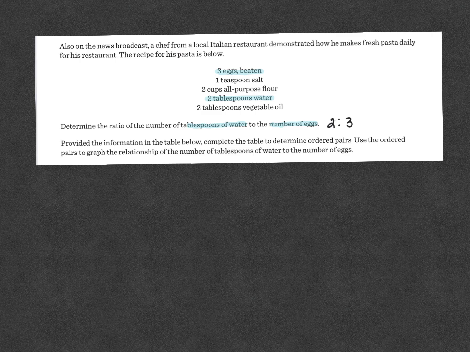And it says, provided the information in the table below, complete the table to determine ordered pairs. Use the ordered pairs to graph the relationship of the number of tablespoons of water to number of eggs. So we need to create a table.